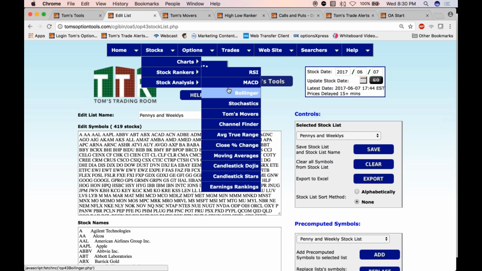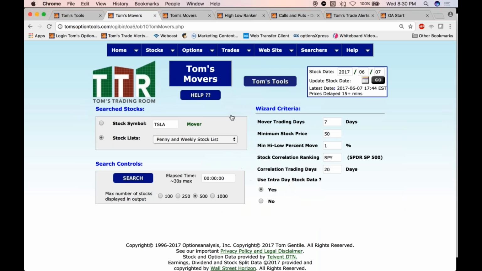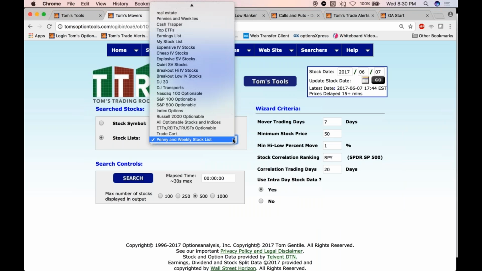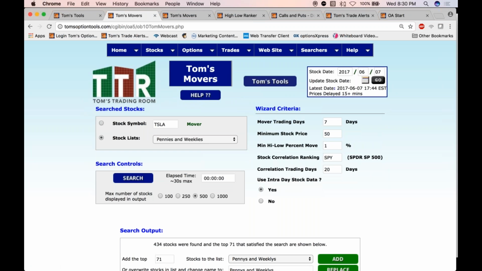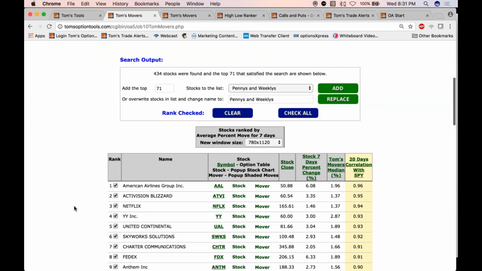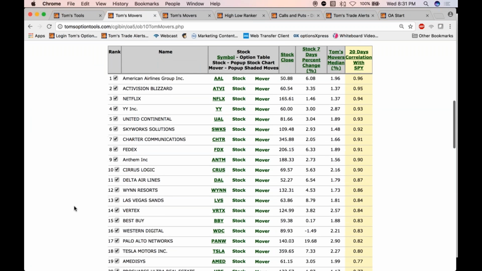Come down 1, 2, 3, 4, 5 down. You'll see something called Tom's Movers. Right? Tom's Movers, we can take the penny and weekly stock list that we discussed, pennies and weeklies. And here's what we're going to do. This is already set up. You don't have to do anything. All you got to do is just find a list, click on search. All right. Now I'm going to take a look at the stocks. Then I'm going to come back up and tell you what we just ranked this on.